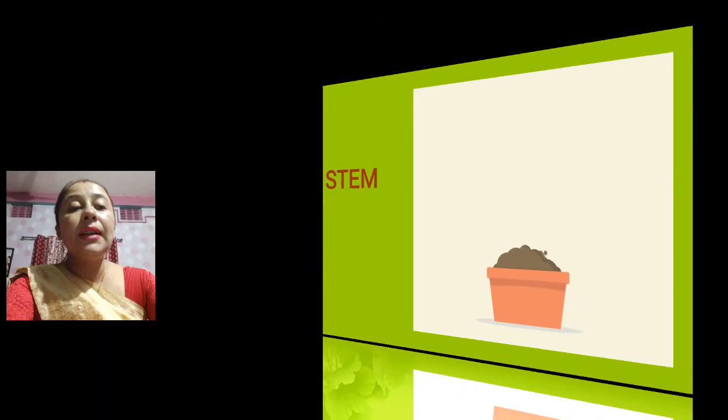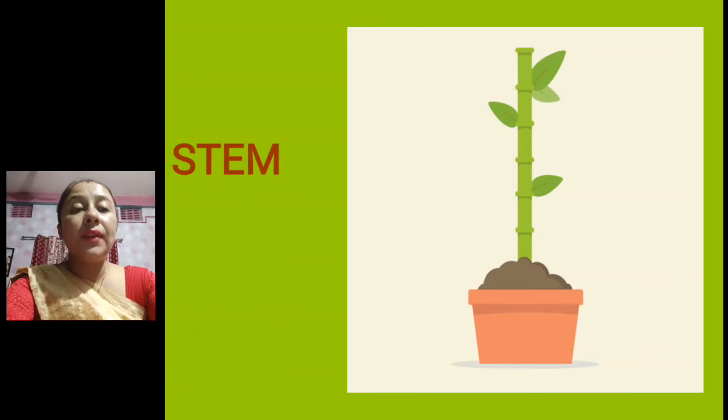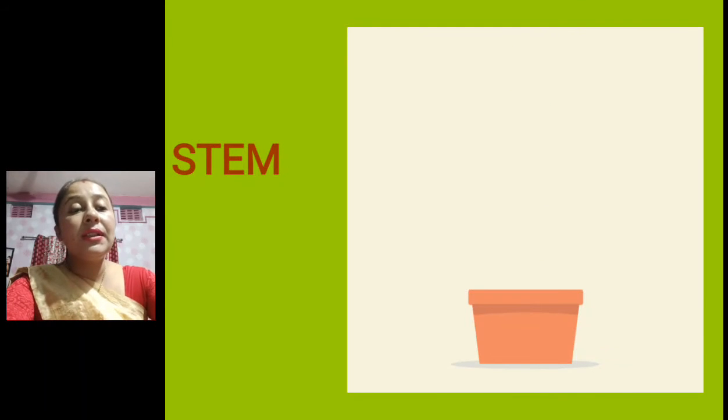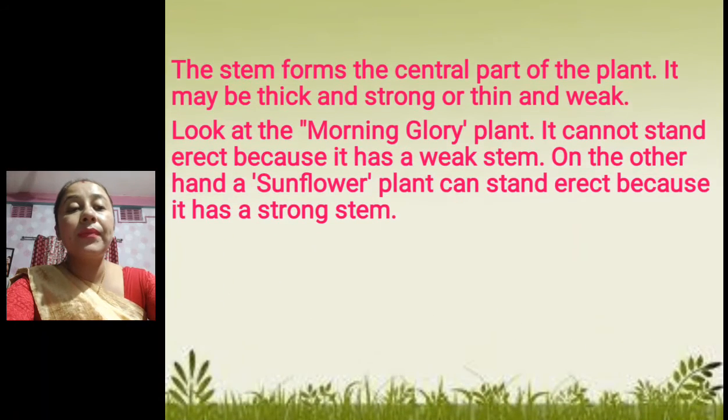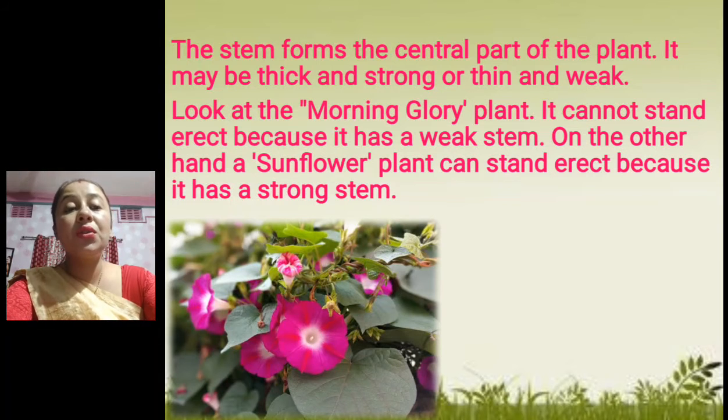Now let us learn about stem. You can see that stem is the main part, and it is the first part which comes out from the soil. You can see in the image. So let us read more about stem. The stem forms the central part of the plant. It may be thick and strong or thin and weak. So stem forms the central part, means it forms the middle part, and it may be thick and strong, or it may be thin and weak.